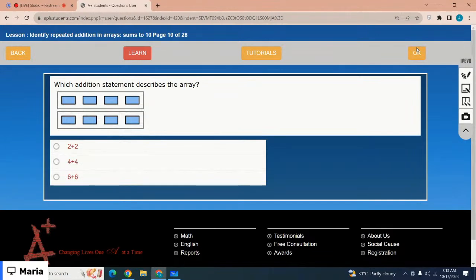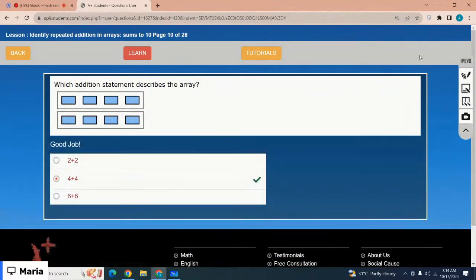Which addition statement describes the array? Which is the correct option? The correct option is, you have 4. You have 2 rows, and in each row you have 4 rectangles. So that would be 4 plus 4 is the correct option. Option 2 is the correct option.